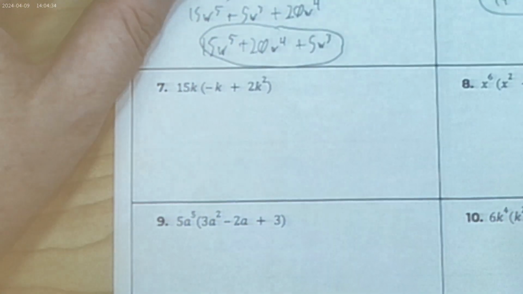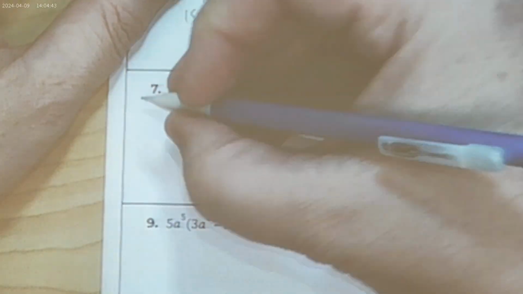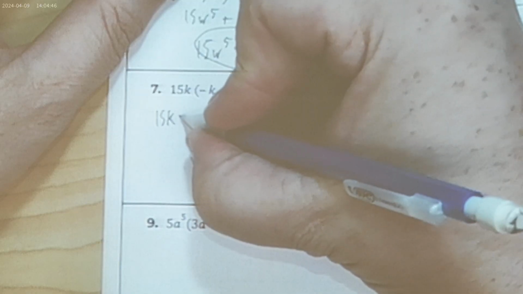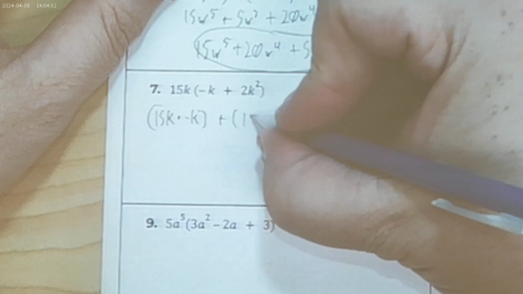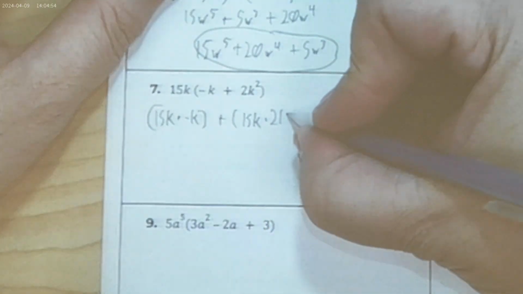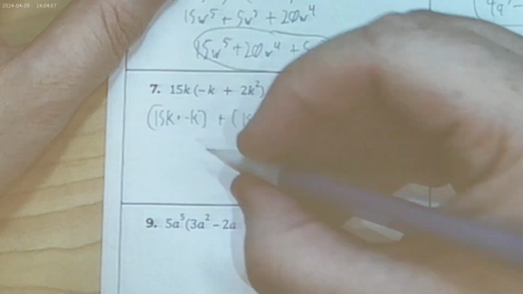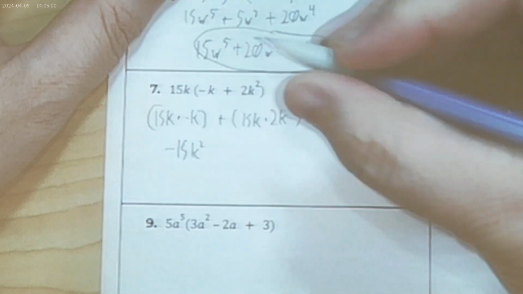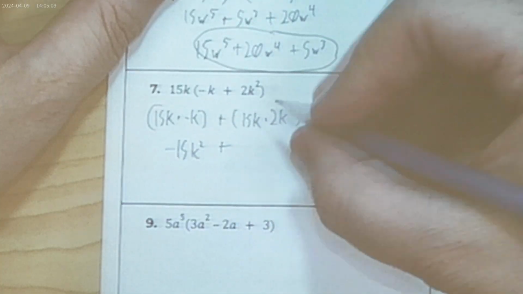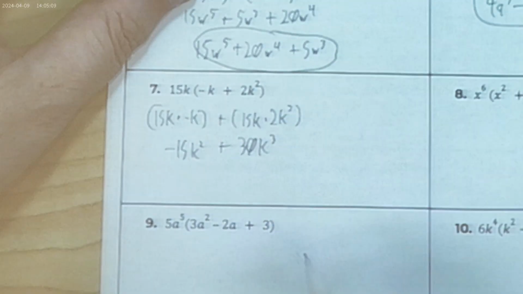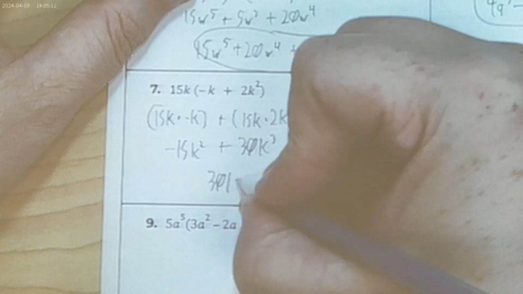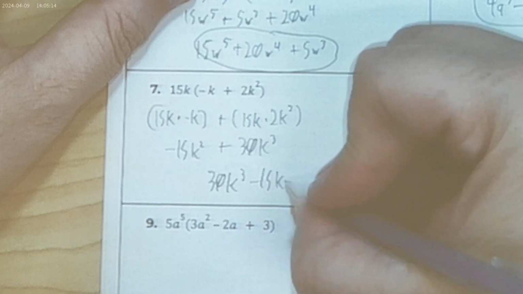So that leaves me with... all right. I thought my day was going to be over sooner. All right, so I've got 15k times negative k plus 15k times 2k squared. So that gives me negative 15k squared plus 15 times 2 is 30, and then k times k squared is k to the third. Writing it in proper form, that gives me 30k to the third minus 15k squared.